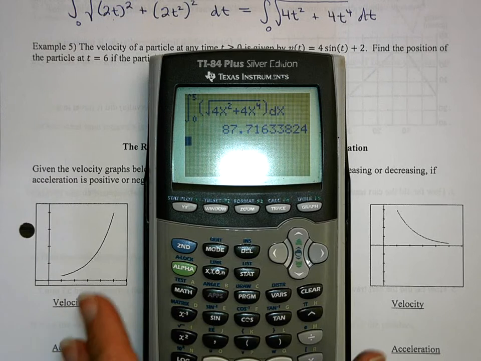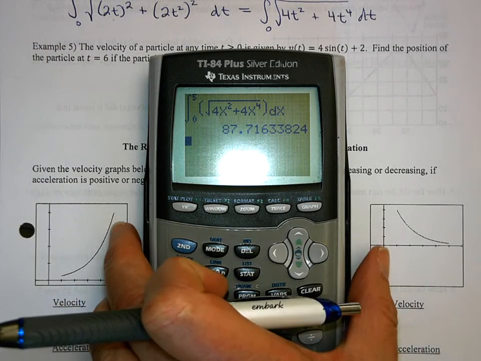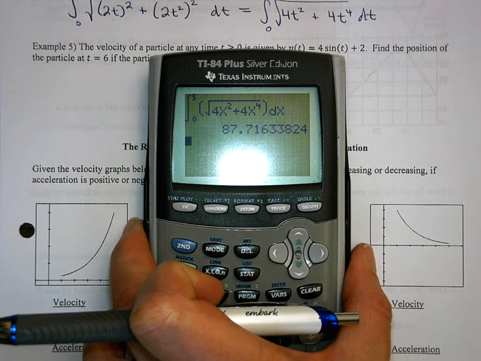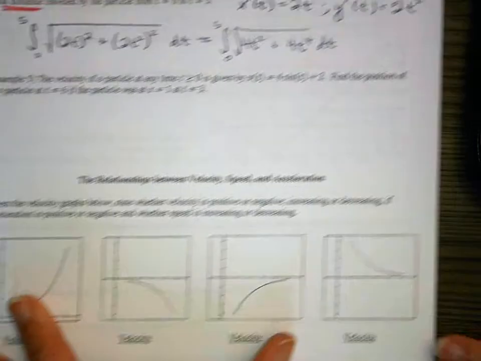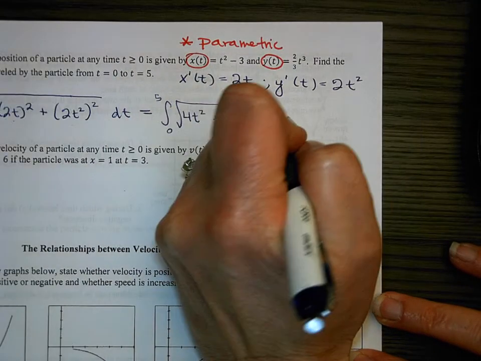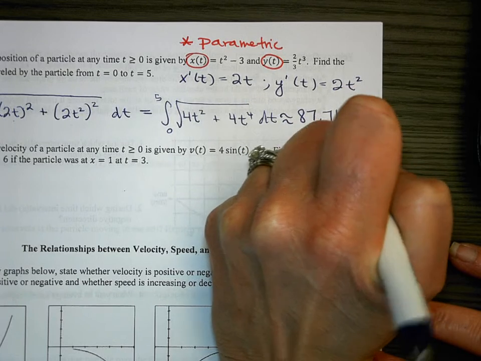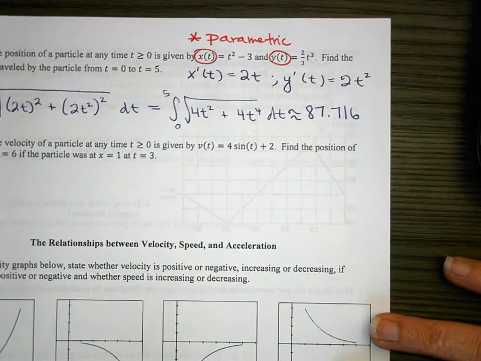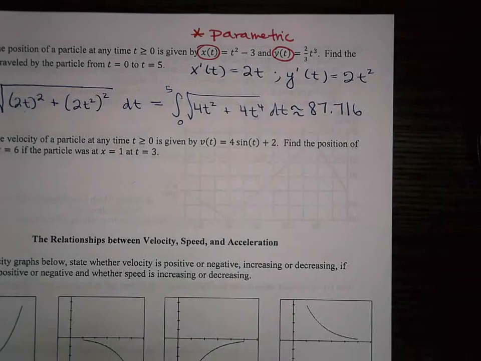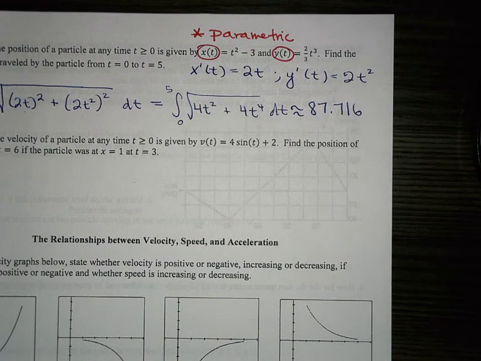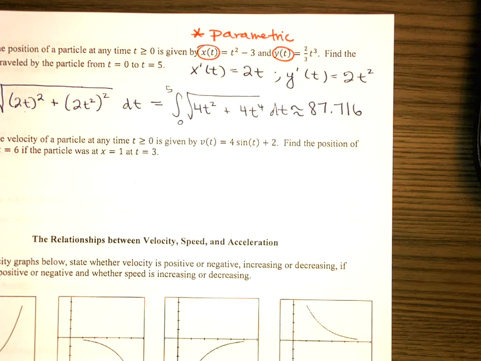Okay, and so I would always want to be accurate to 3 decimals, so that would give me 87.716, and then whatever those units would be. And I don't need to write down units if they don't give me units. So if they specifically told me like meters or something like that, I would have to do that.